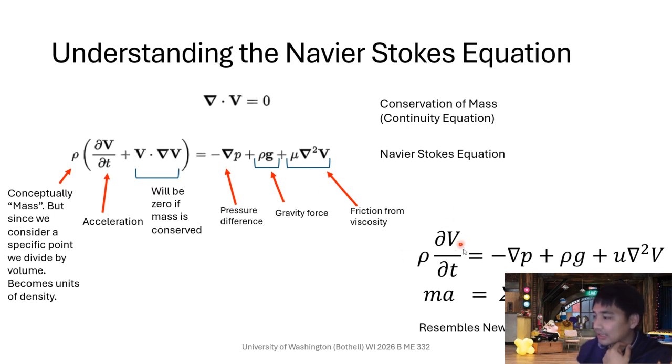And right, in theory, this is basically just your Newton's second law, right? So like I said, this m is kind of related to your density. This is your acceleration. If conservation of mass is out, right, this is 0. Okay, and then the right-hand side is just your summation of forces, right? So your pressure difference, gravity force, and your friction force.